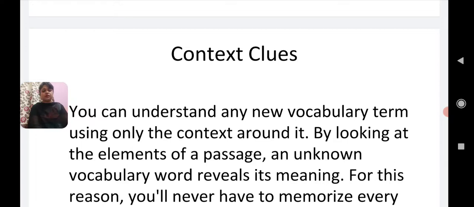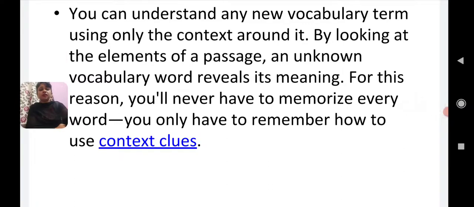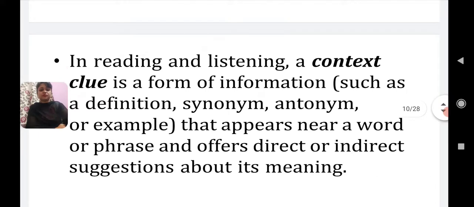The context always gives us the clues. You can understand any new vocabulary term using only the content around it. By looking at the elements of a passage, an unknown vocabulary word reveals its meaning. For this reason, you will never have to memorize every word. You will have to remember how to use context clues. So here we have learned about the context and clues.